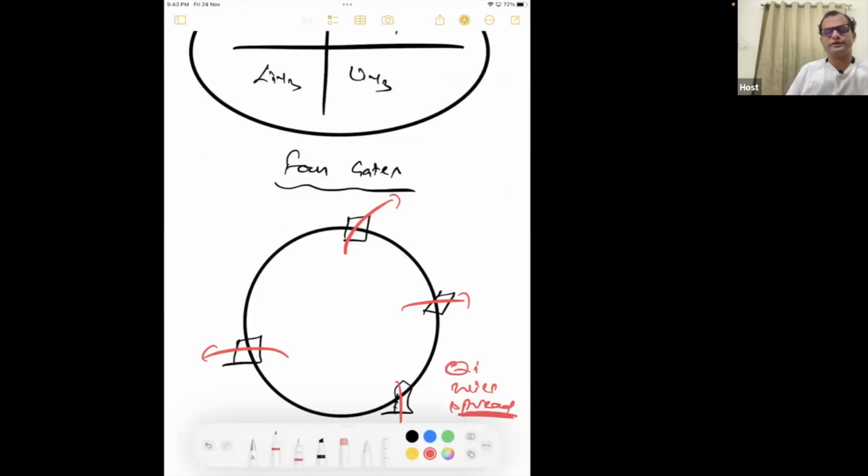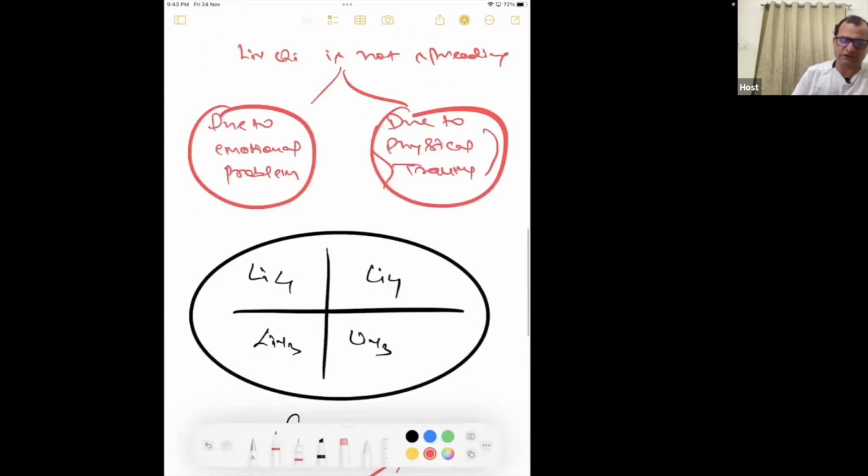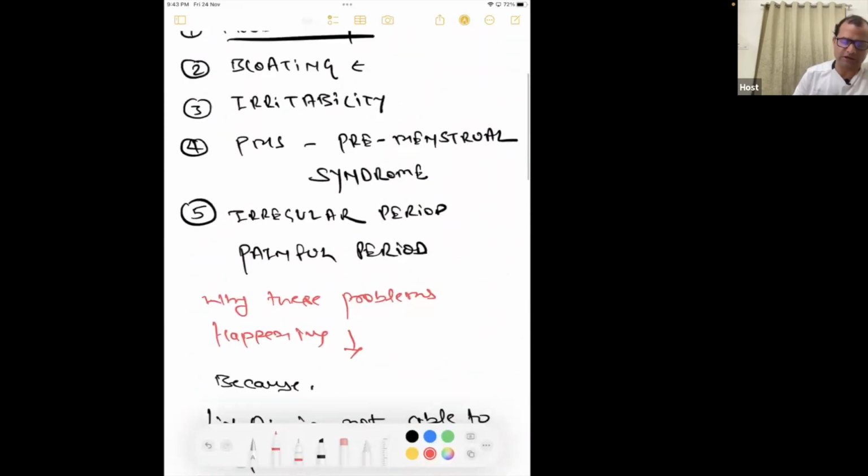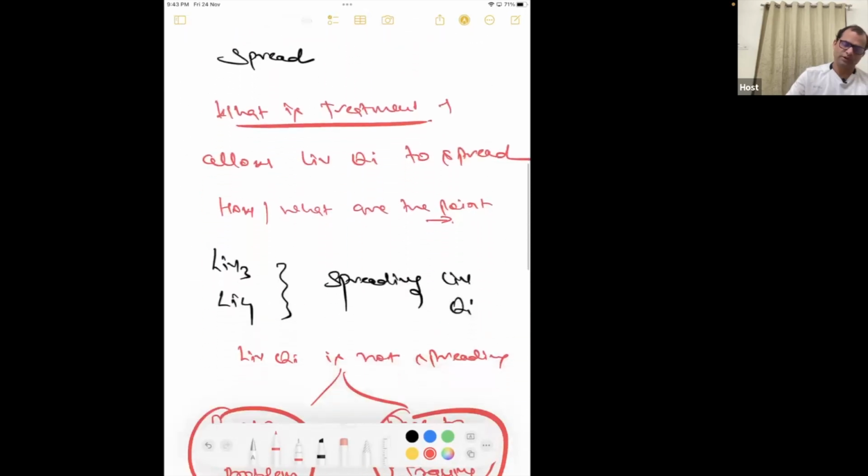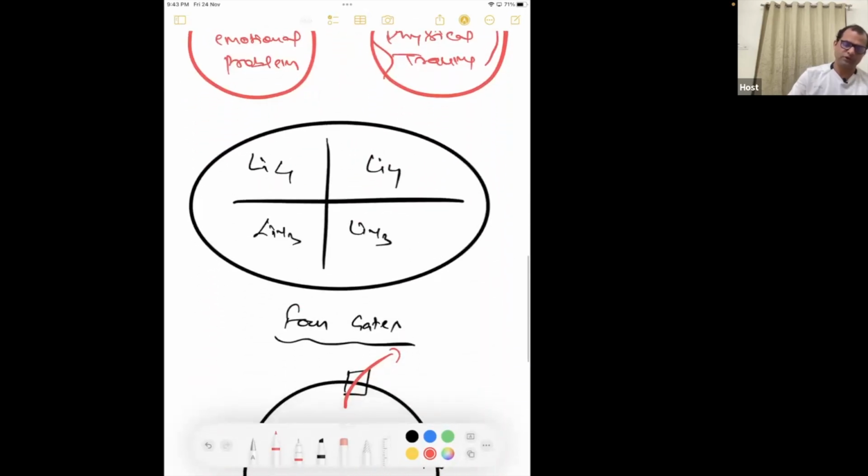ऊर्जा स्प्रेड करेगी. तो इस फॉर्मूले का प्रयोग हम कहां कर सकते हैं? इस फॉर्मूले को हम लगा सकते हैं यहां: ब्लोटिंग, मूड स्विंग्स, इरिटेबिलिटी, प्रीमेंस्ट्रुअल सिंड्रोम, irregular period and painful period. So this formula is called the formula of 4 gate.